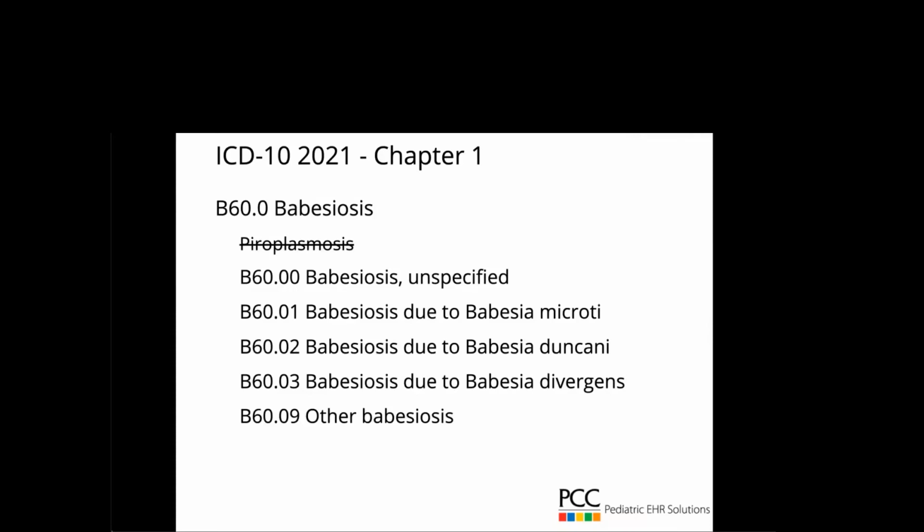But these are the new codes that can be used to describe the differences when we get to the point where we know specifically which babesiosis organism it is. Once that level of identification is done, you can choose between these. When you don't know, B60.00 before you have test results is perfectly reasonable. And if you do get test results and it's not one of these organisms, B60.09, other babesiosis, is what would make sense.